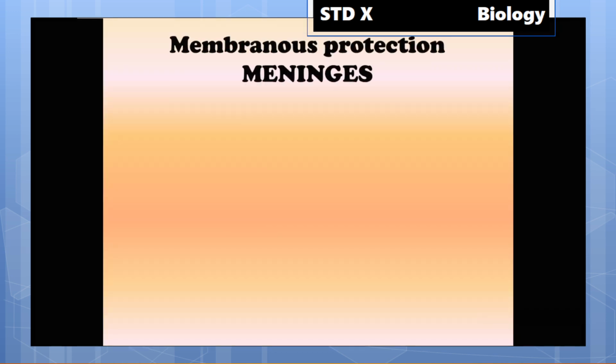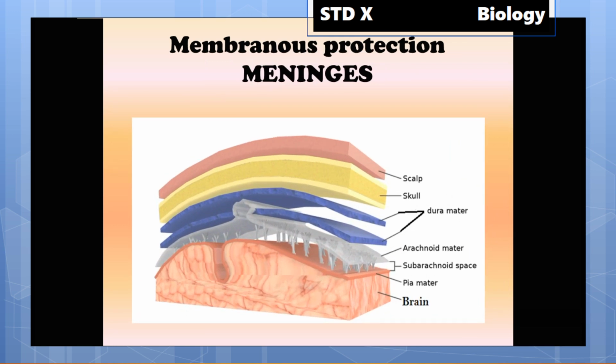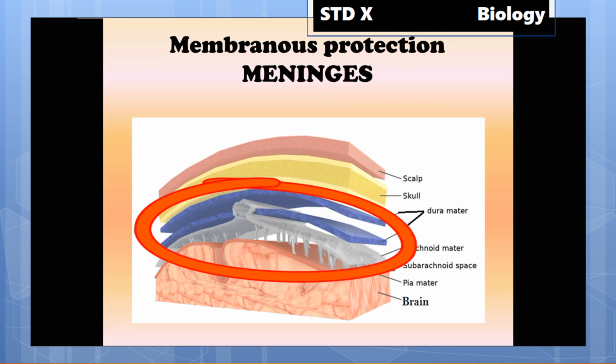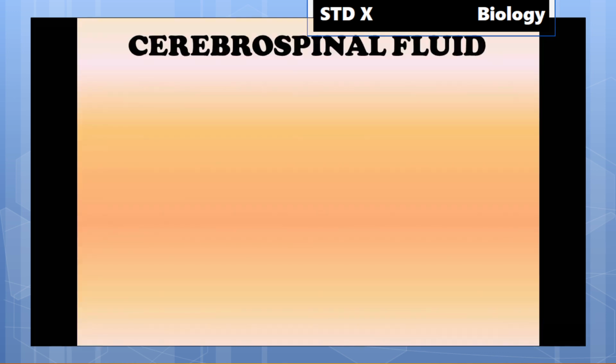Meninges. Meninges is a three-layered membrane protecting our brain. Here you can see the three-layered protection provided by meninges to the brain. Moving to the next protective structure, cerebrospinal fluid.